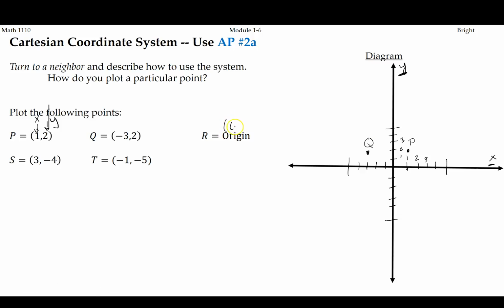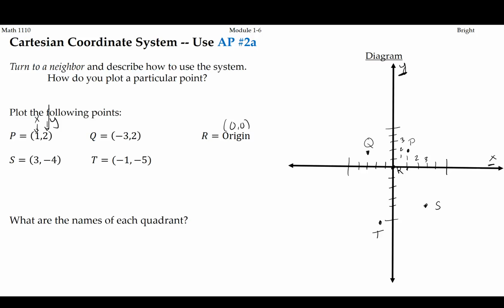All right. R is the origin. Origin, in terms of a coordinate, would be represented as 0, 0. And so that would just be smack dab there at the intersection of those number lines. S would be at 3, -4. So move over 3, down 4. And then T says -1 in the x direction, -5 in the y direction. Okay, and so that's, again, just a little brief review of how to use the Cartesian coordinate system.